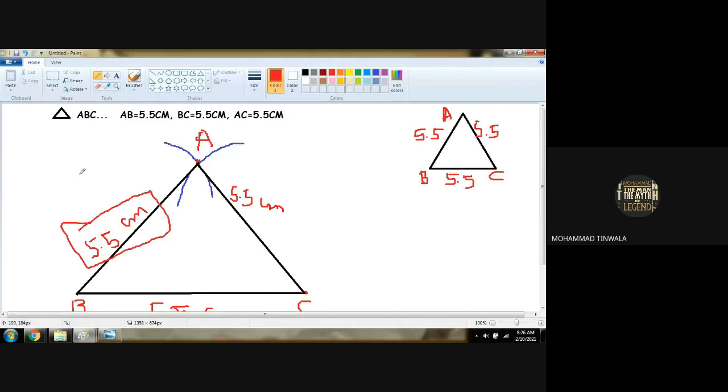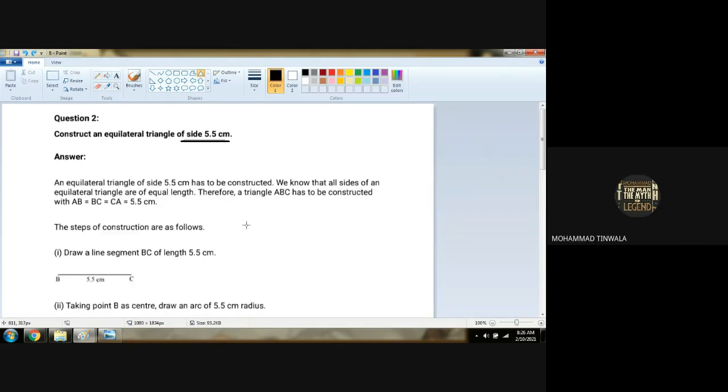If you do not get it, that means your construction is wrong. You must get it. If you place a scale at point AC, it should be 5.5 centimeter. If you are not getting it, that means your construction is wrong. Understood, girls? Yes, sir. Any doubt with this second sum? No, sir. Chalo, third.